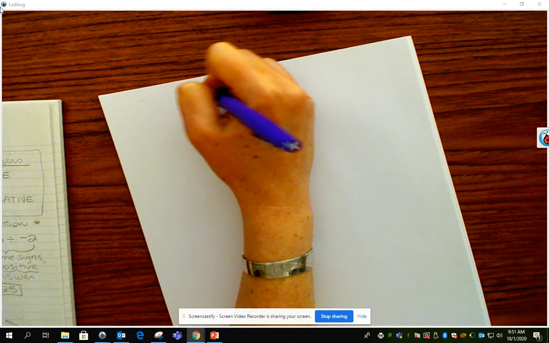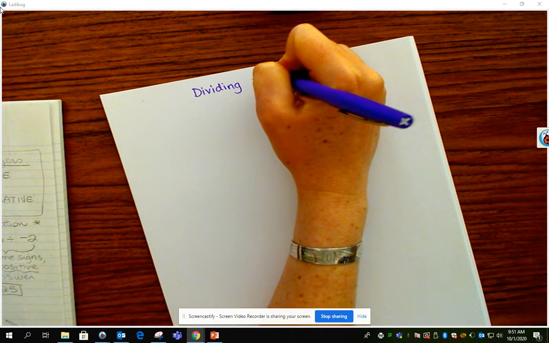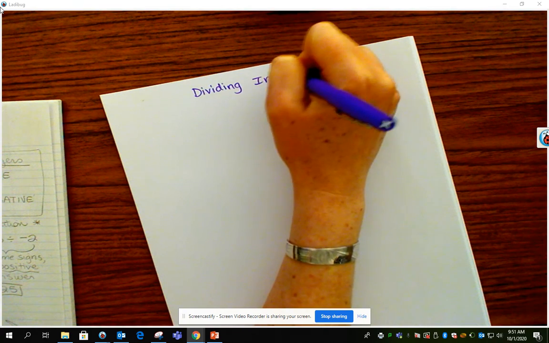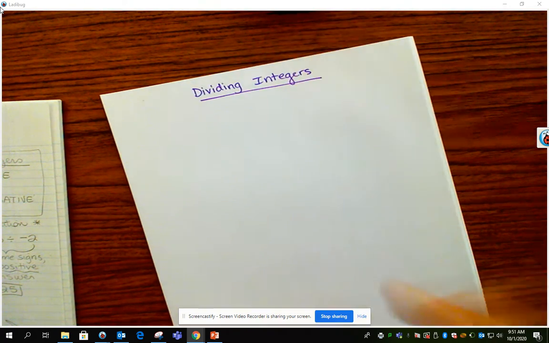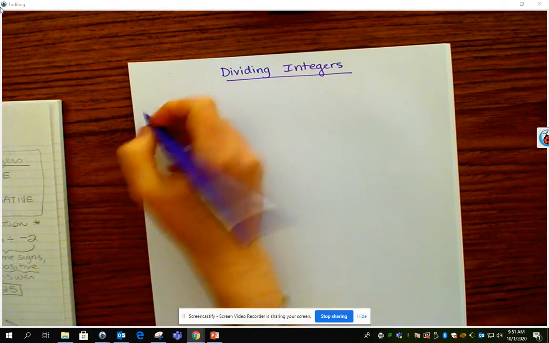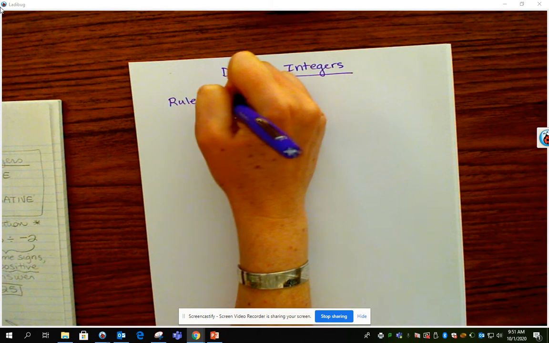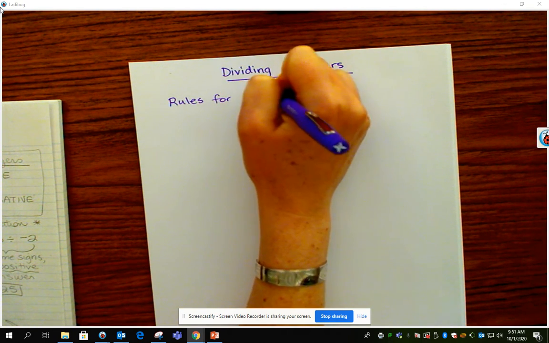Hey guys, so yesterday we were multiplying integers. Today we're going to be dividing. So title your page Dividing Integers. And the good news is the rules for dividing integers are the same as multiplying. So yay for that. Rules for dividing integers.